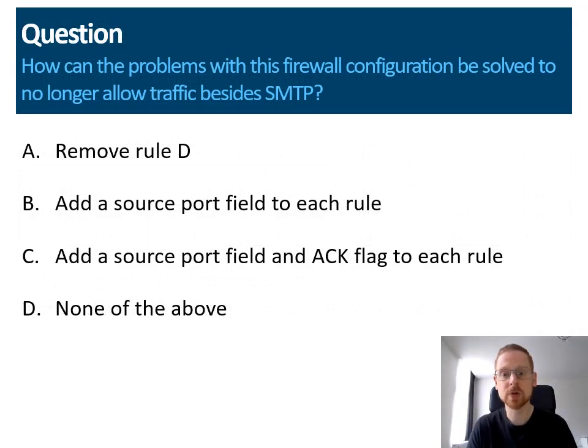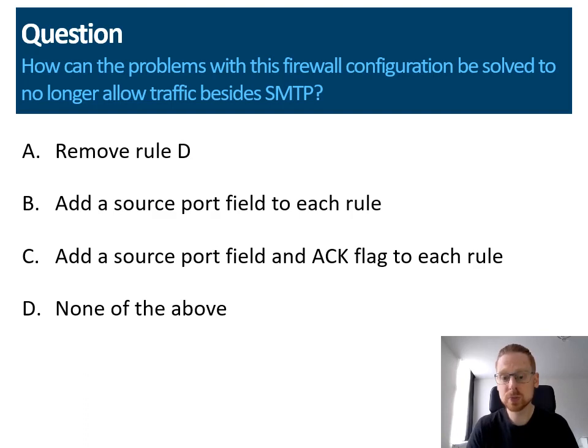And I have a question for you related to this firewall configuration. How can we solve this problem and no longer allow any TCP traffic besides SMTP? Potential answer A is to remove rule D. Answer B is to add a source port field to each rule. Right now the rules only have a destination port field.